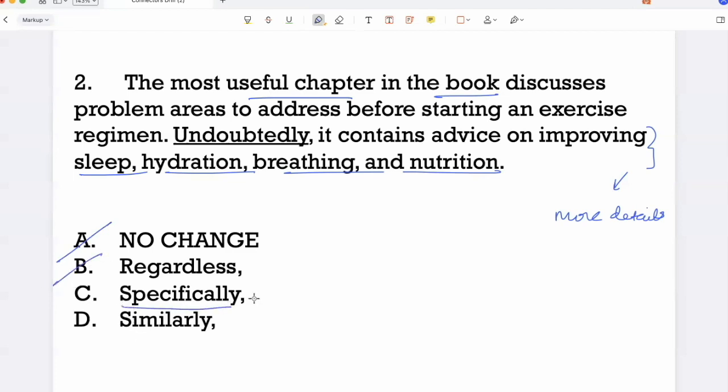Specifically is a good connector, right? I'm saying that this chapter is the most useful, and specifically, particularly, this part about the chapter is useful. The fact that it has advice on all of these things, right? So this is a good connector. And similarly is used when I'm trying to present a similarity or an analogy between two things. And that's not what I'm doing here. I'm talking about a particular piece of advice in the book that follows from the first statement. So D is not a good answer. The best answer is specifically.